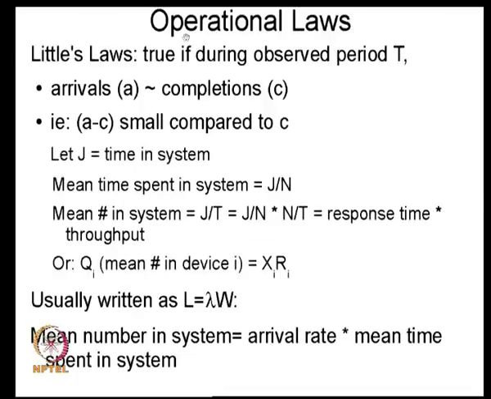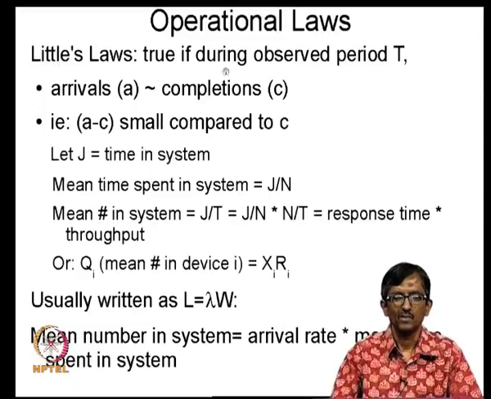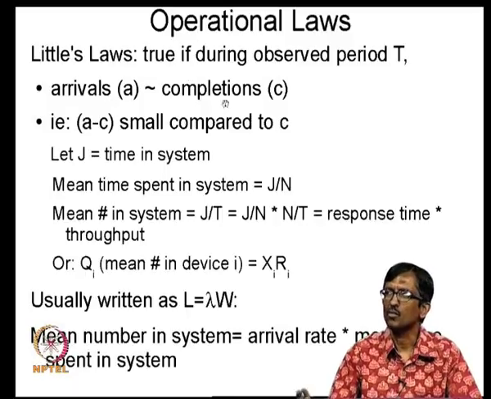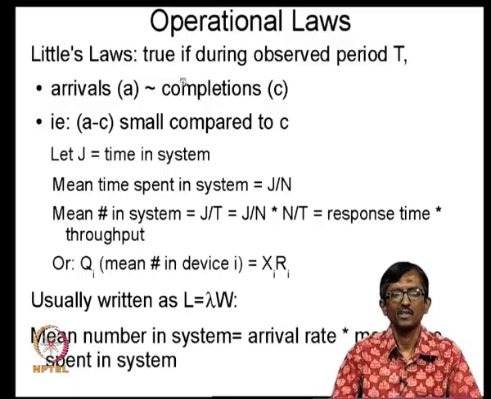A good example of an operational law is what is called Little's law. Usually if the arrivals and completions are just about equal during some observed period, then Little's law is quite accurate. So let us just see how this works.